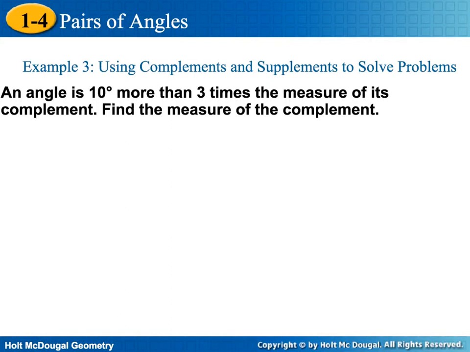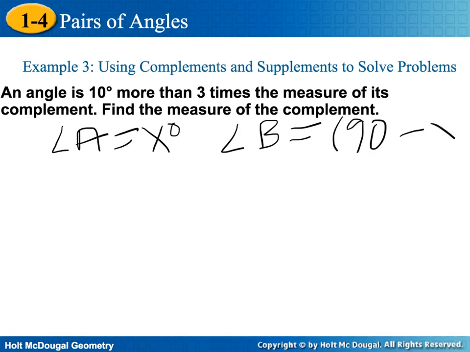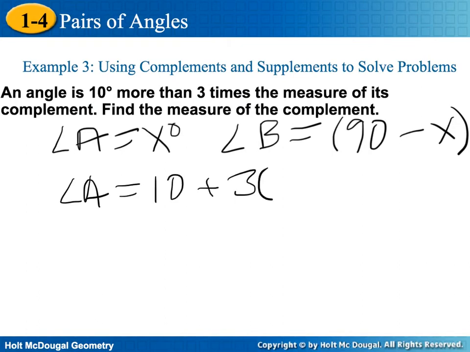So we're going to use angle A and angle B. We're going to let angle A be our x degrees. Then angle B, since it's complementary, is going to be 90 minus x, whatever x is. Now I have to address this 10 more than 3 times the complement. So now all I'm going to do is bring down my x for everything. So I'm going to say angle A is 10 more than 3 times the complement.